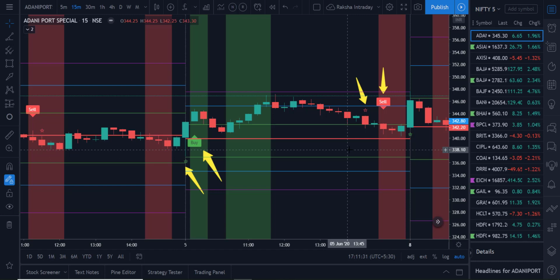The only thing which you have to take care of is the distance between the star and the label should not be more than 2 candles, or maximum 3 candles if your risk to reward allows you, and if the absolute levels are giving you the entry signal, then you can go for it because your risk to reward is good.